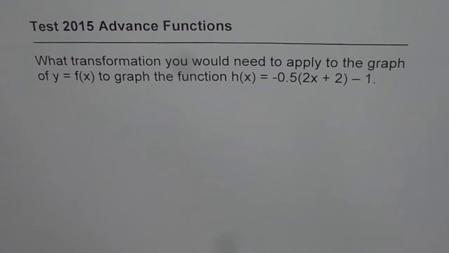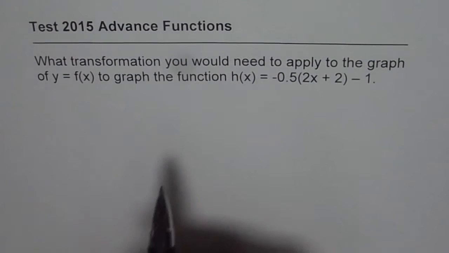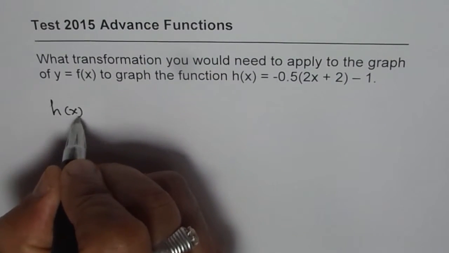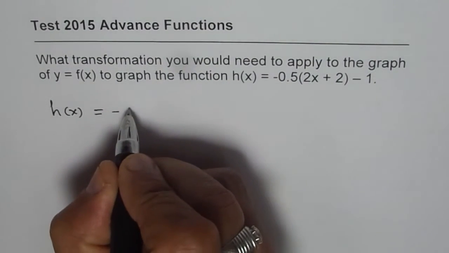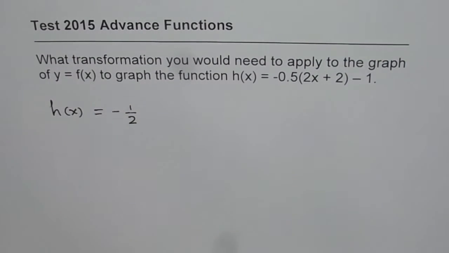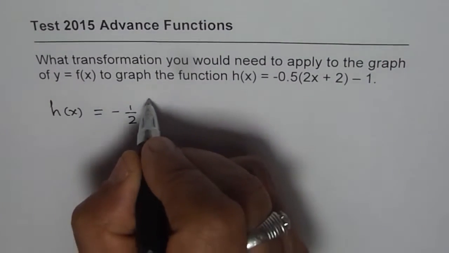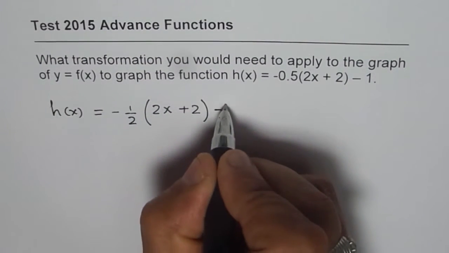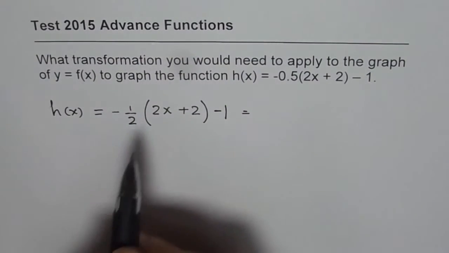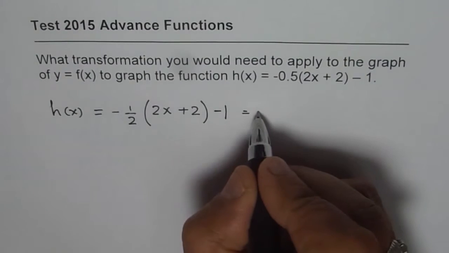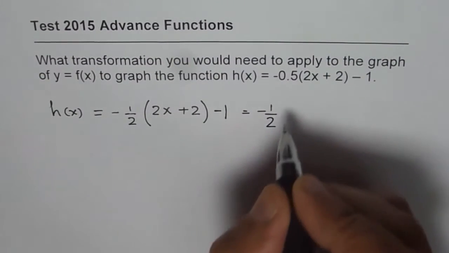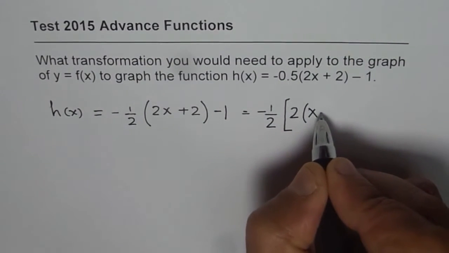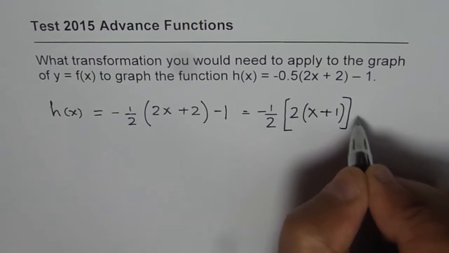Now, the most important thing in this transformation is that you should factor the term inside. What I'm trying to say is we are given h of x equal to minus, let me write this as half, it's good to write it as fractions. 0.5 is half. Within brackets, 2x plus 2, minus 1. Now what we should do is factor the coefficient of x. So let me rewrite this transformed function after factoring. So we get 2, and inside the bracket we get x plus 1, minus 1.